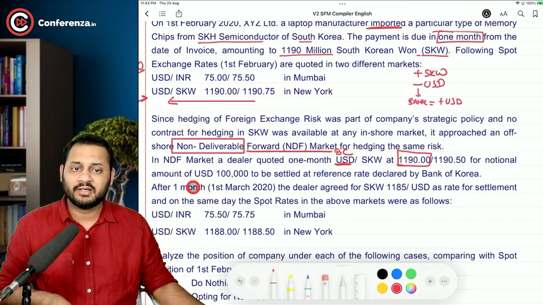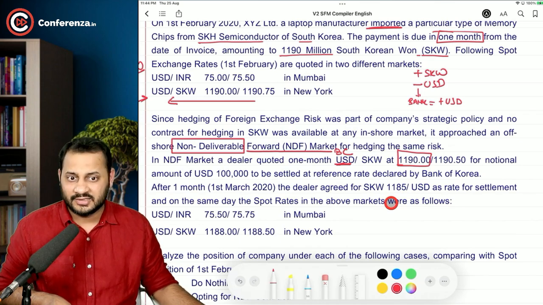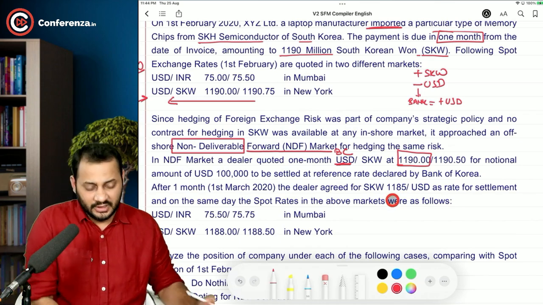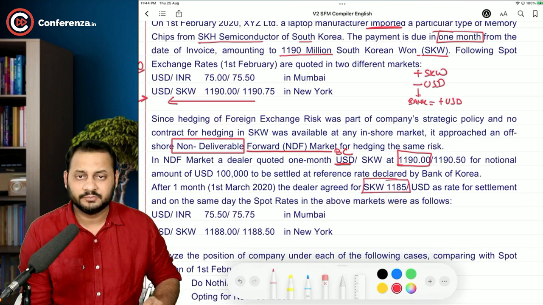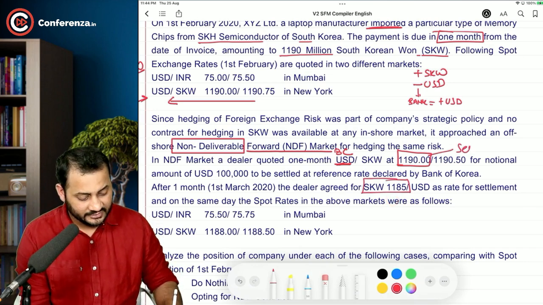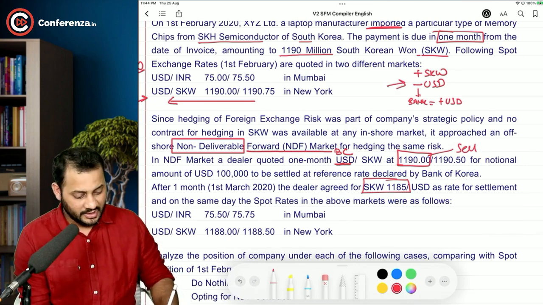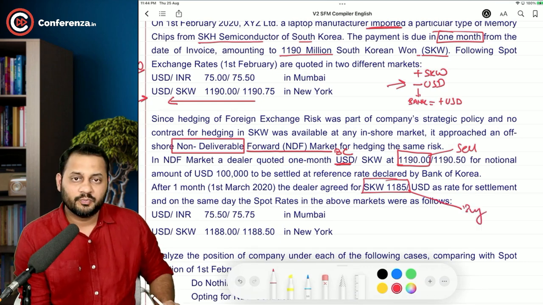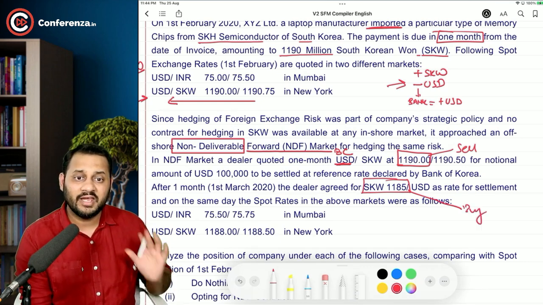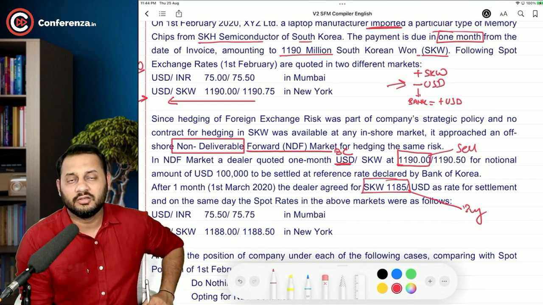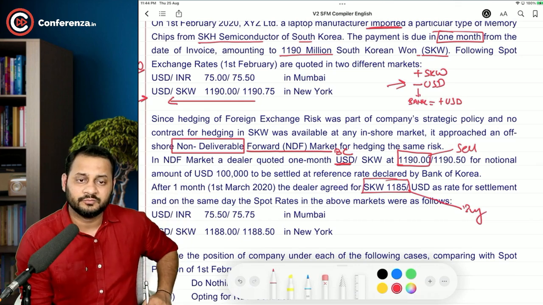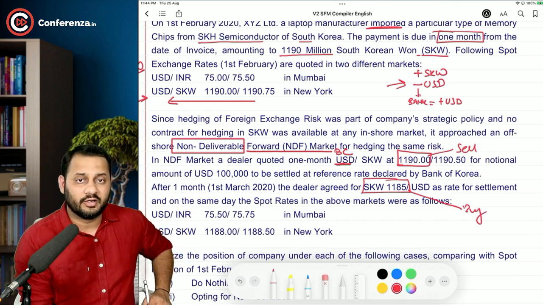After 1 month, the bank declared the rate, which is SKW 1185 per USD. In this case, there is no bid and ask, so directly we can use this rate. So 1190 and 1185 will be the rates. This is our selling rate, sir. Please understand, selling for US dollar, and this will be your buying rate. So practically speaking, you are gaining 5 SKW per dollar of the contract that you have entered into for selling. 5 SKW per dollar is the gain.